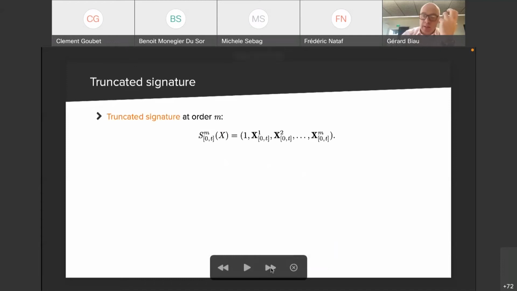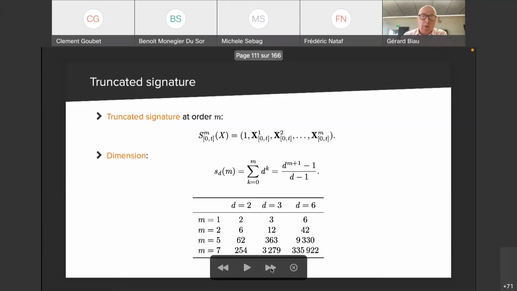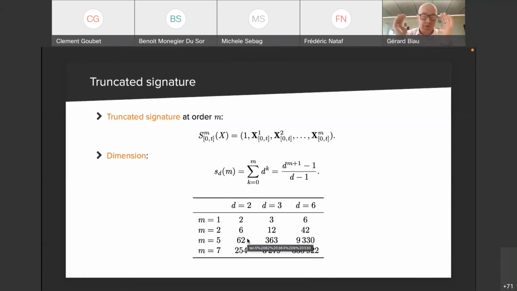Of course, in practice, we will truncate the signature because we cannot work with infinite sequences. So we truncate the tensor at the order m. But already, if we truncate the tensor at the order m, we have a quite big dimensional vector. For example, if you have a 3-dimensional time series and you truncate the signature at order 7, you have already a vector of size more than 300,000.